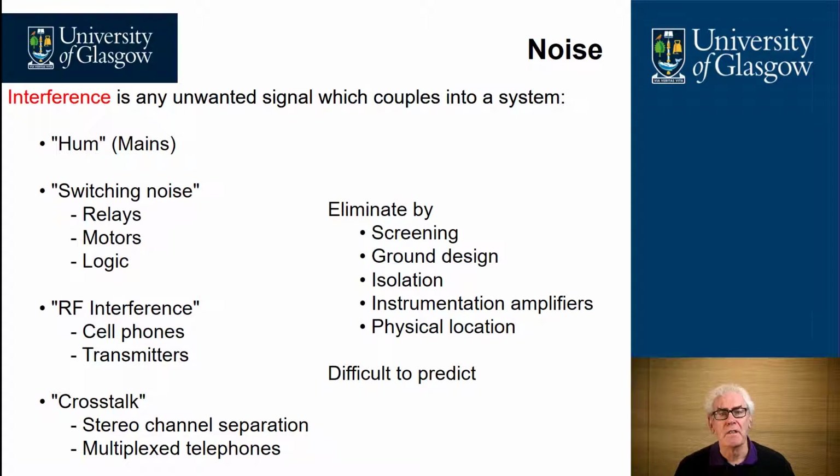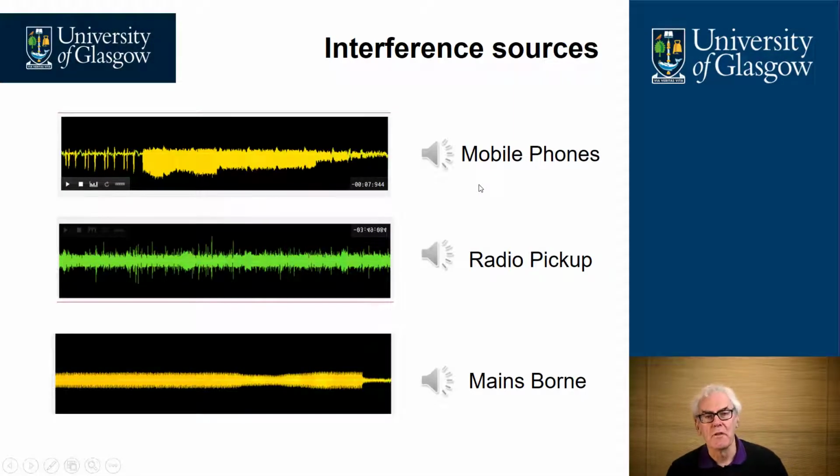You can deal with interference by using improved screening around your circuits, better ground design, isolating your circuits from each other, such as analog and digital grounds in applications, using instrumentation amplifiers, or physically separating the two units. A mobile phone's not going to interfere with your circuit if you put it on the other side of the room. The other challenge with interference is it's very difficult to predict because it's actually a reflection of shortcomings or failings in your circuit design. And here are some interference sources that I'm sure you're going to recognize. The first one is the interference caused by mobile telephones.